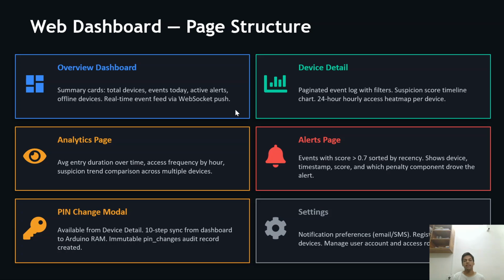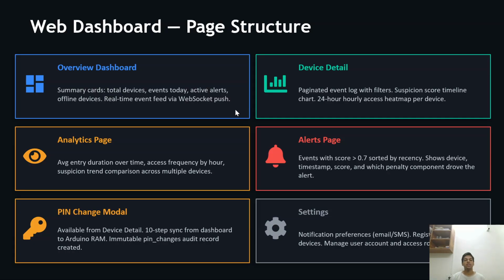New events from any device push it live via the WebSocket, so you can literally watch their activity happening in real time. The device detail page is the core monitoring view of a single device. It shows the full paginated event log with filters by event type and date range, a suspicion score timeline chart, so you can see if a device's pattern is trending more suspicious over time, and the early access heat map, which is a 24-hour program.